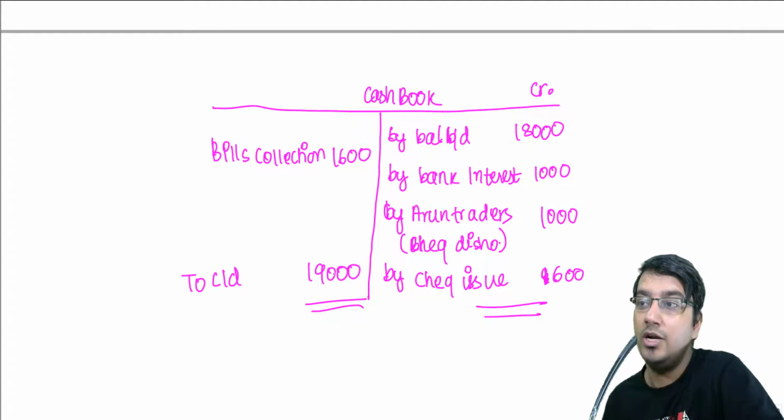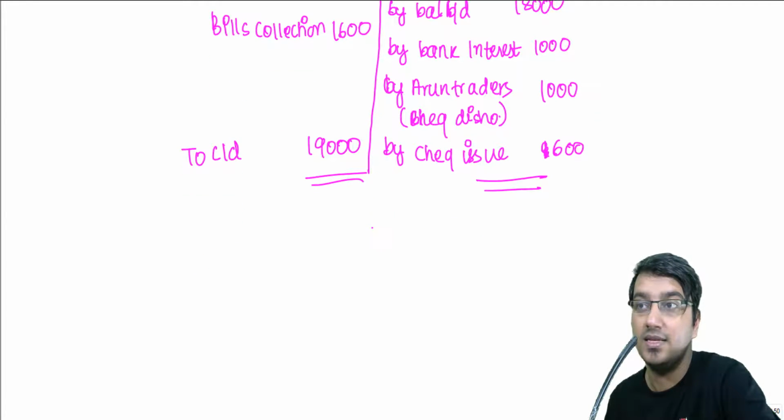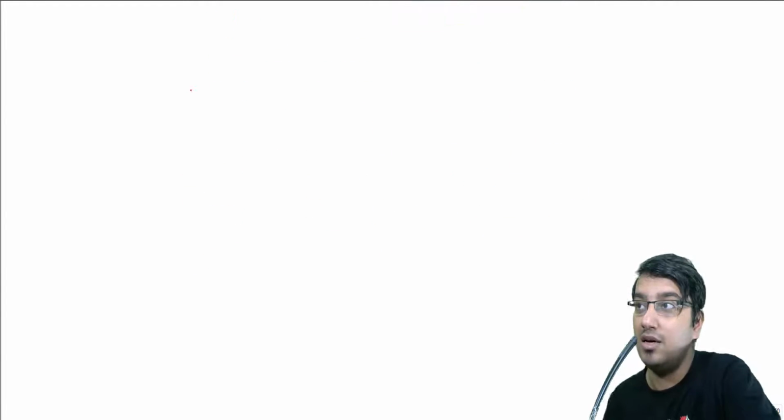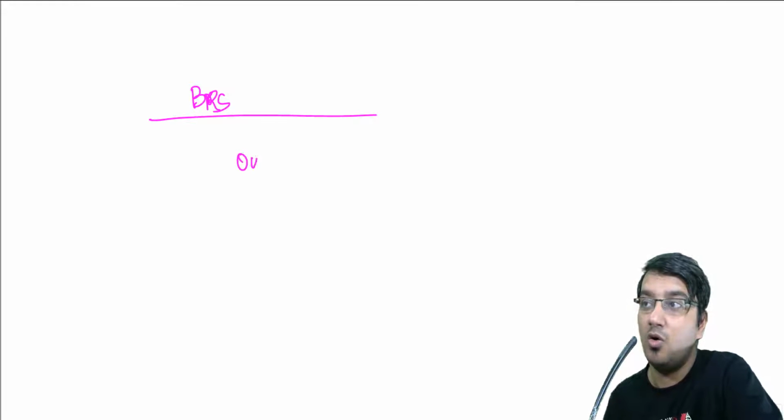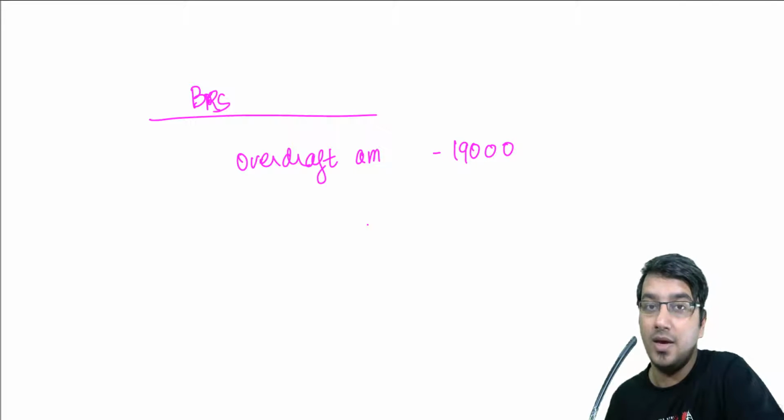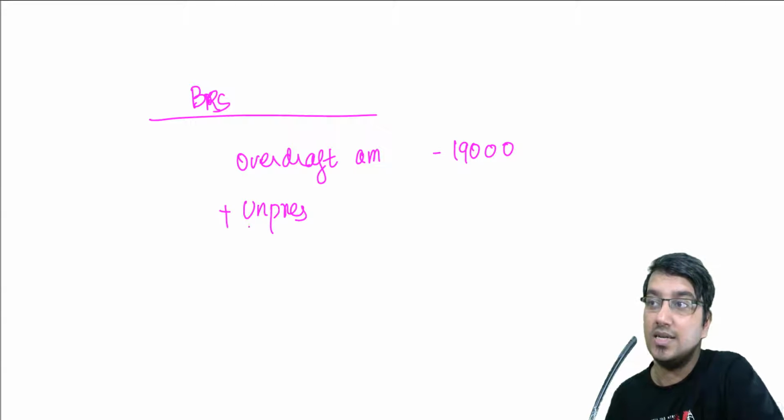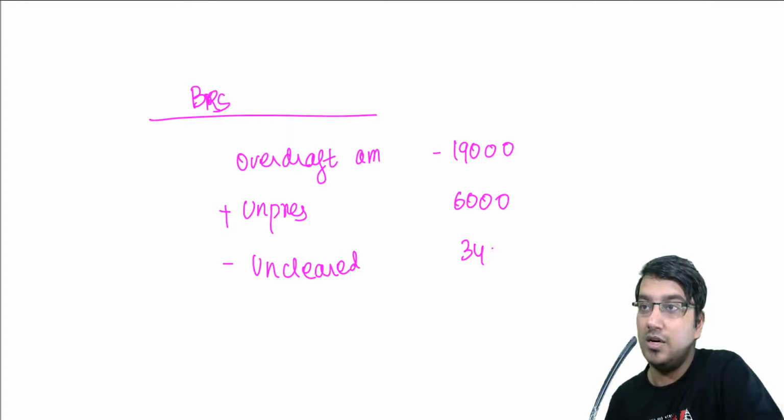You know this is going to be overdraft again. This is not a positive balance. Now BRS, the bank reconciliation statement, will be prepared. Overdraft as per amended cash book is 19,000. Okay, and the two adjustments, unpresented checks, we'll just add. This will be 6,000, and uncleared checks, this will be 3,400. So this will give us a balance of 16,400.